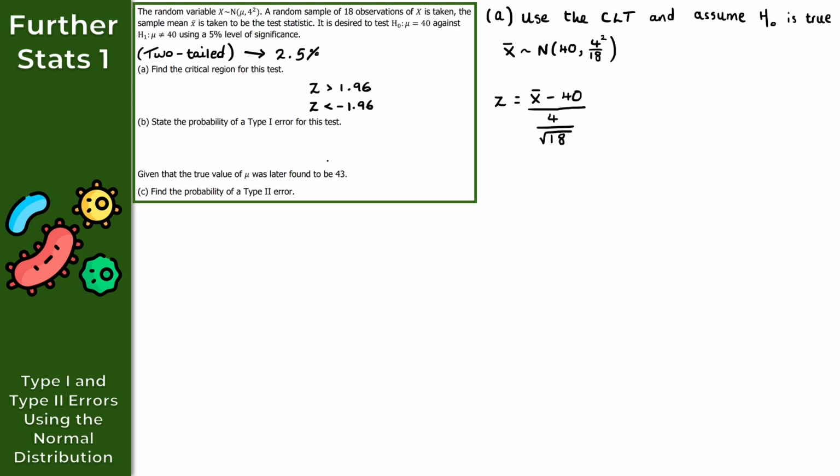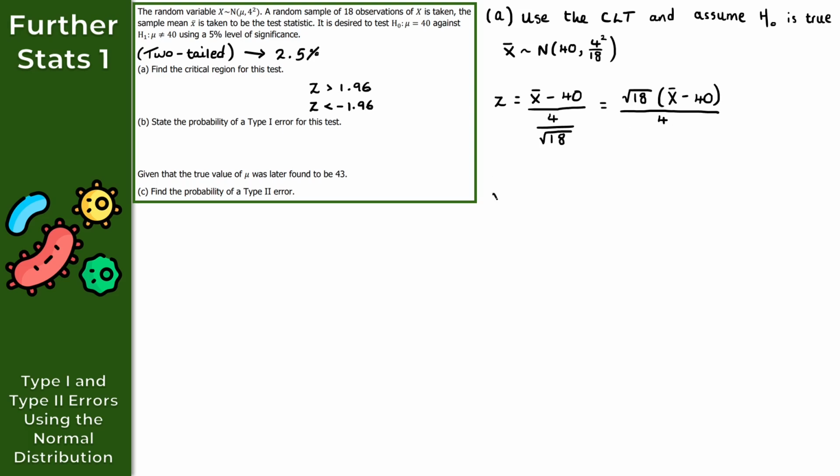So what I need to do now is set this equal to plus or minus 1.96. Let me just write this down. In fact, let me simplify this to make life a little bit easier. This is the same as taking the numerator and timesing that by root 18. So what I get is root 18 times x bar minus 40 over 4. Like we said, we now set this equal to plus or minus 1.96.